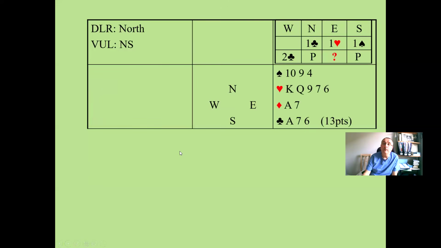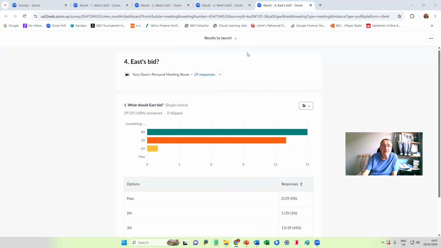Let's just switch to looking at it from your partner's point of view. Suppose you have overcalled here. It went one club, one heart, one spade, and your partner bid two clubs here. Suppose North passes. I've got the last poll of the evening, which is, what do you think East should bid with this hand? So this time you're fairly evenly divided between four hearts and three hearts.